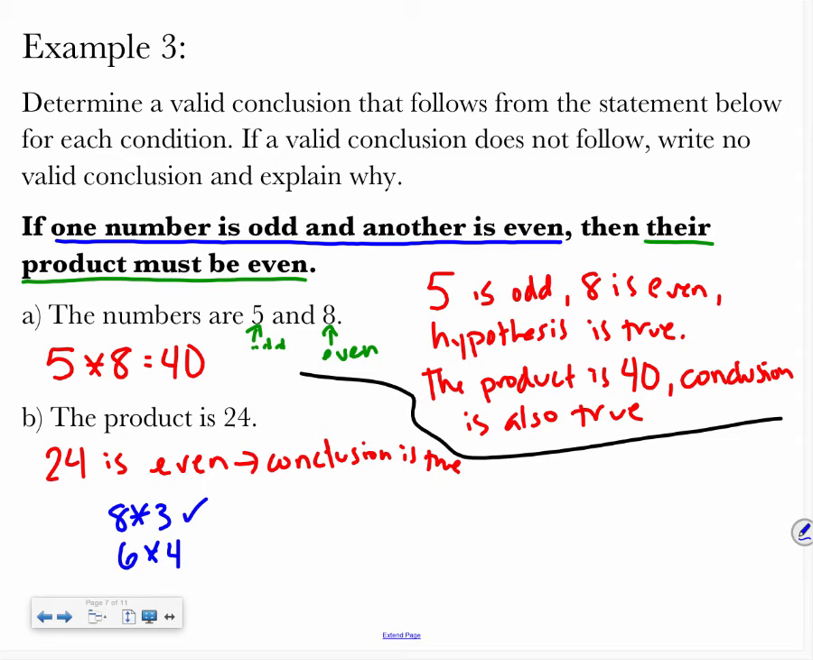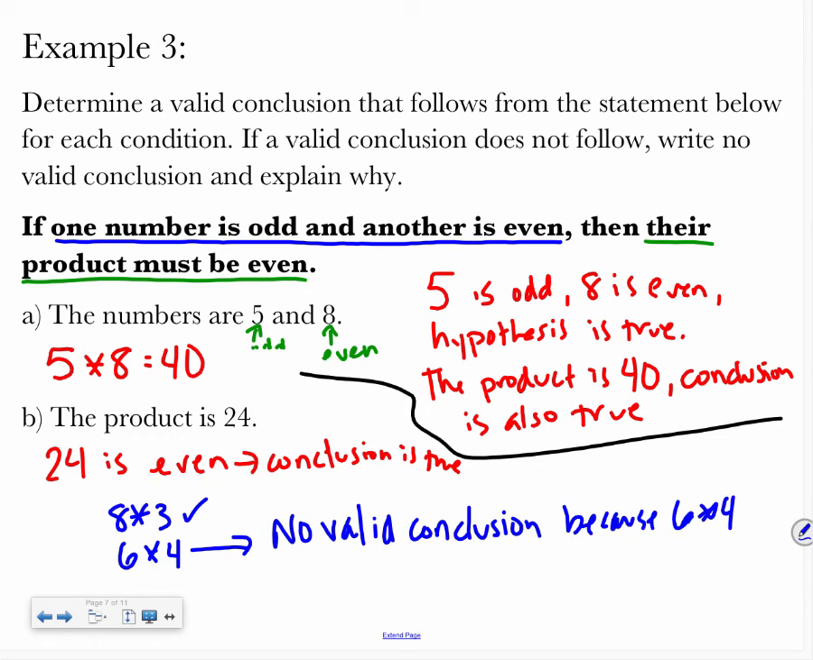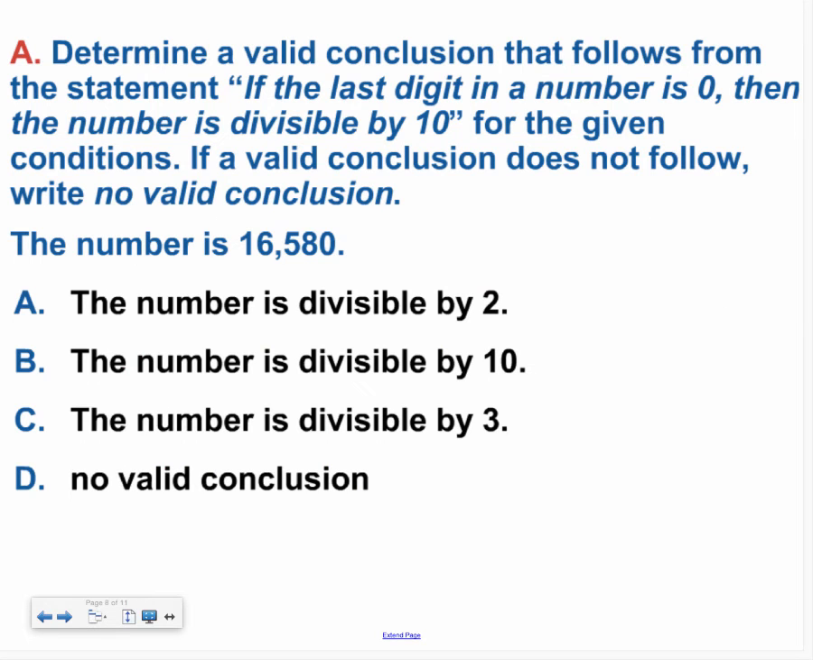Okay, so since both of those are even, we would say no valid conclusion because 6 times 4 equals 24, and 6 and 4 are even. Okay, so that's how you justify your answer on that one. Try this one on your own, see how you do.